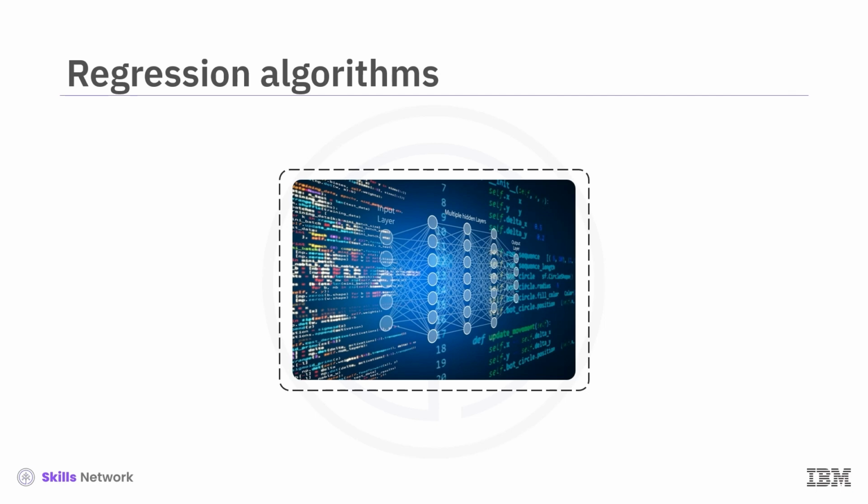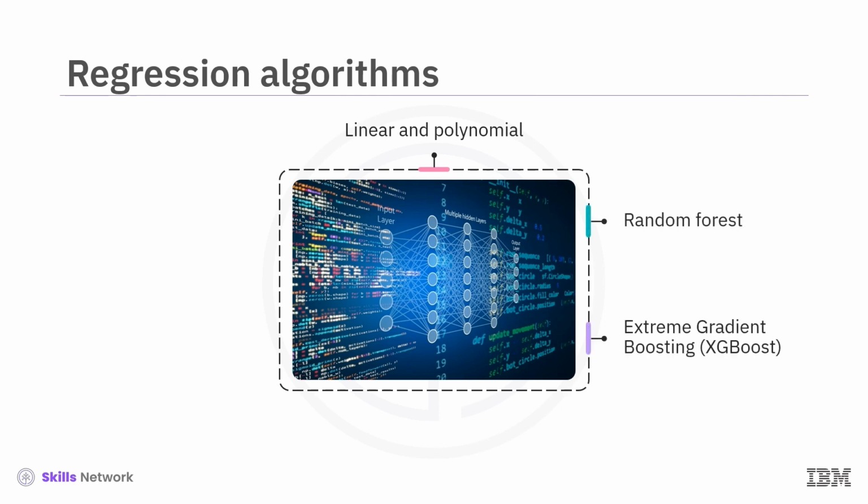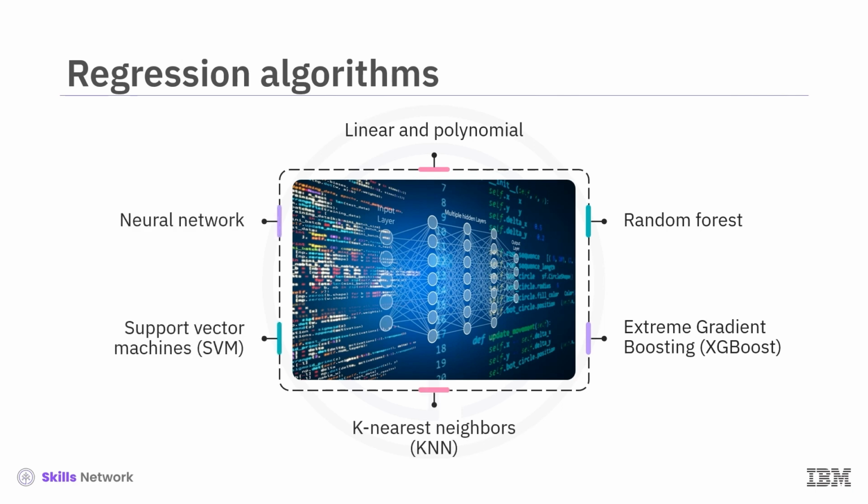Each algorithm is important in the appropriate context and suited to specific conditions. Linear and polynomial regression are classical statistical modeling methods, while random forest and XGBoost are modern machine learning regression models. Other modern regression algorithms include k-nearest neighbors, support vector machines, and neural networks.